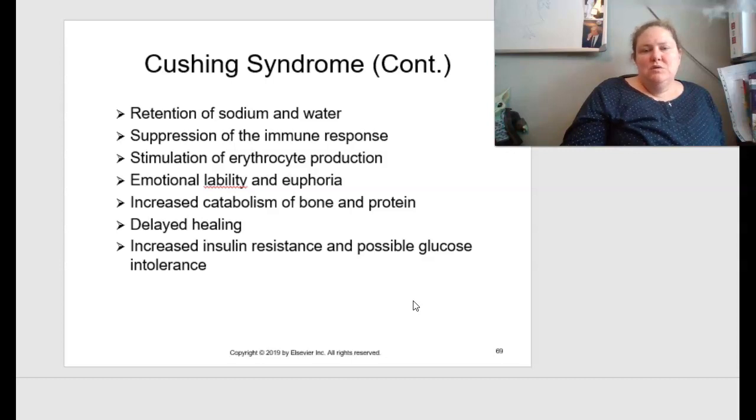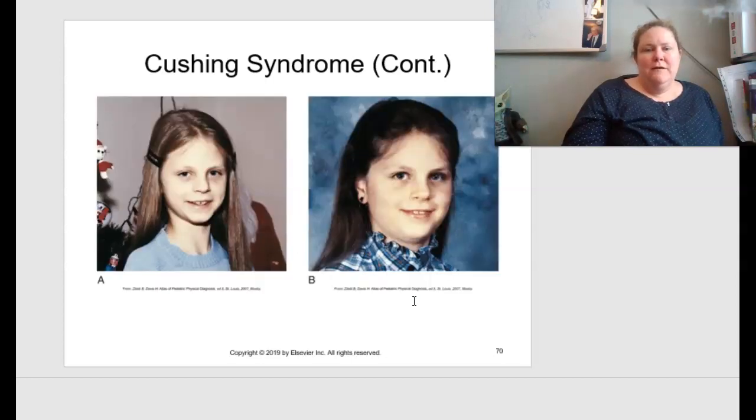It can suppress the immune system response. It can stimulate the erythrocyte production. It can have emotional lability and euphoria that can be a side effect. It can cause increased catabolism or breakdown of the bone and protein that's occurring. It can have delayed healing, and it can also cause an increase in insulin resistance and possible glucose intolerance.